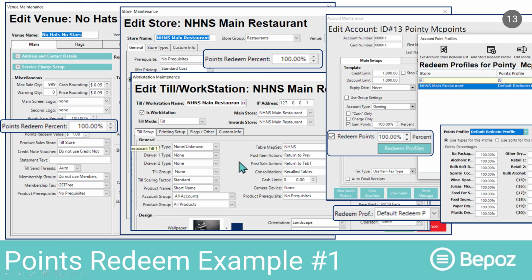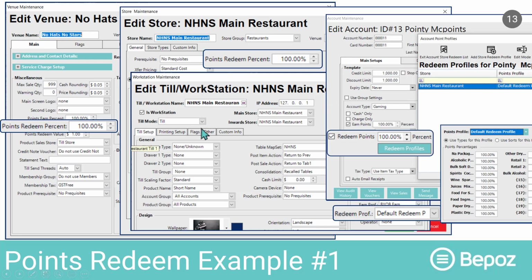Oh, I should mention also that at the till level, our redeem percentage has been set to that same points profile, but we don't actually need to worry about that at the till level since it is going to be overridden by the account level redeem points profile anyway. But yeah, like I said, for this one we've got a new account holder here, Pointy McPoints.